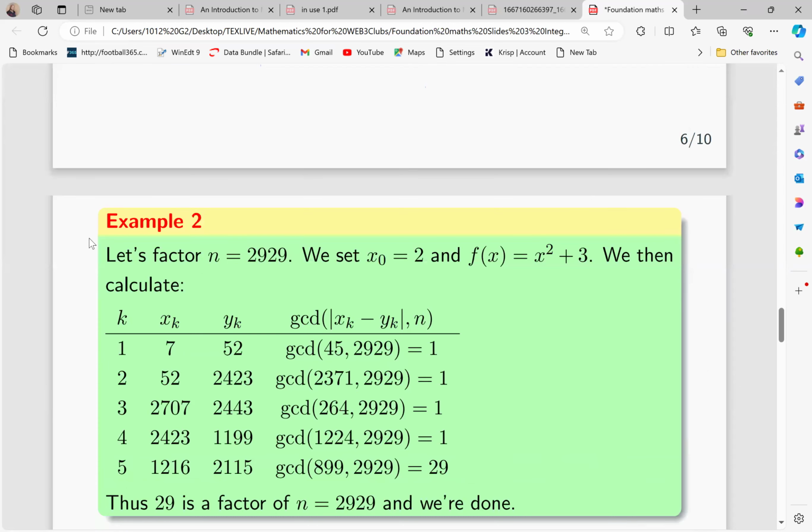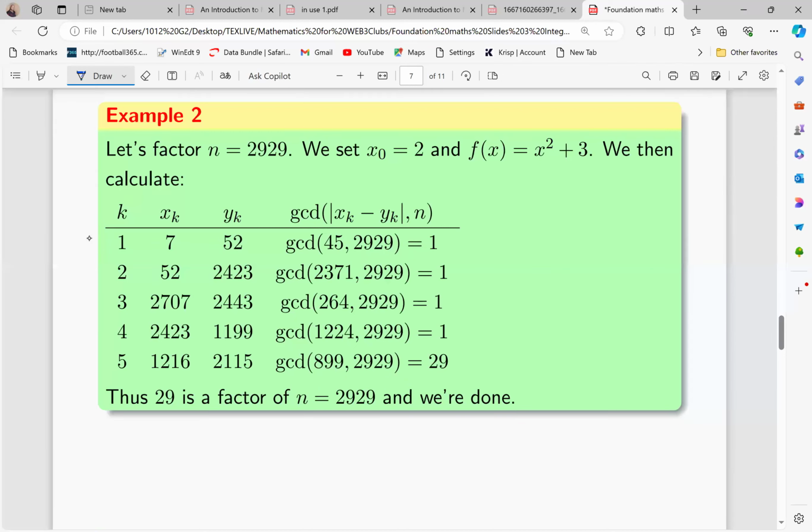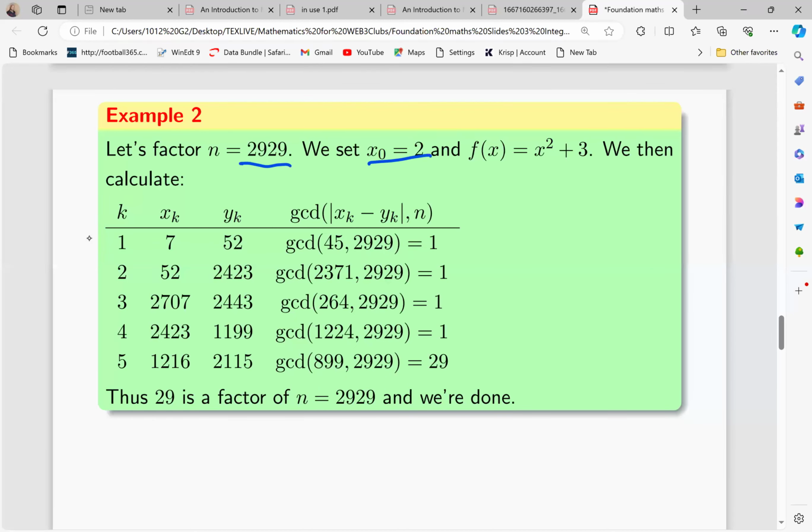Let's look at this example. We set our initial x to be 2, and y naught will also be 2. Initially, they begin at the same point, but y will be moving faster than x. But they'll come to a point where they will be getting closer and closer because they're using this modular arithmetic. And then we set our equation, and this constant can be any number.